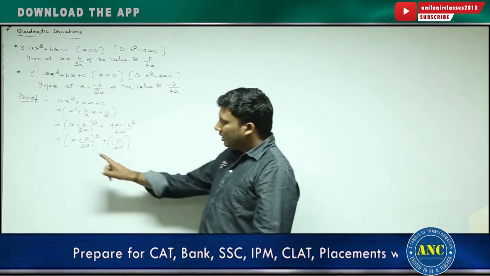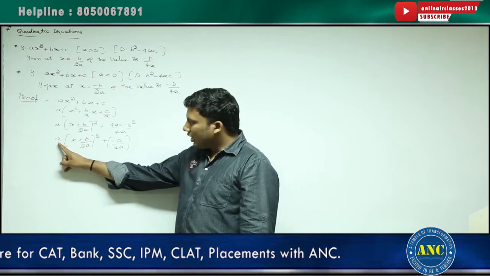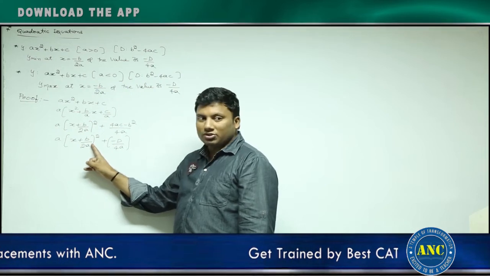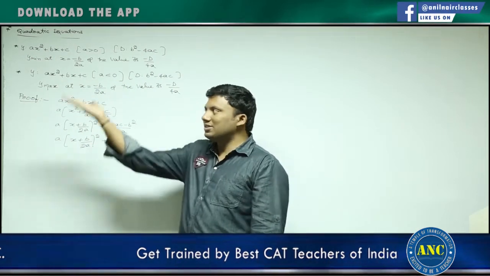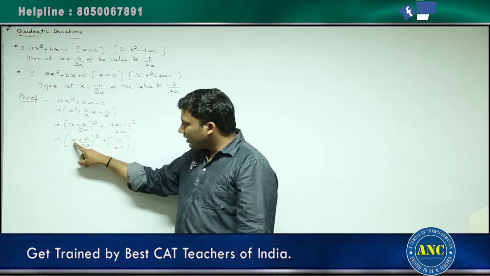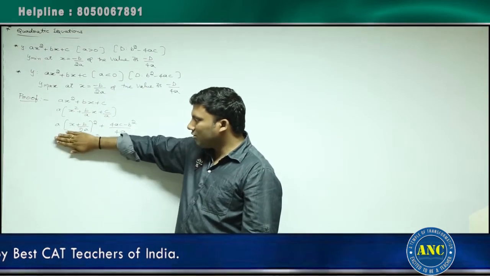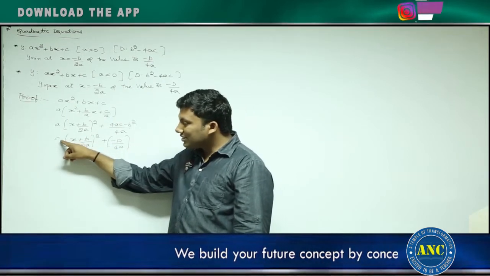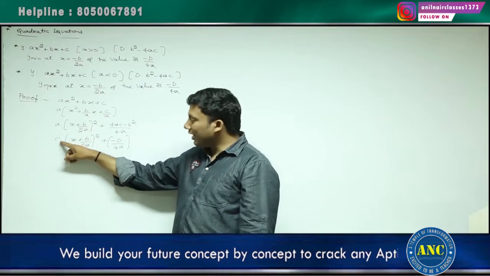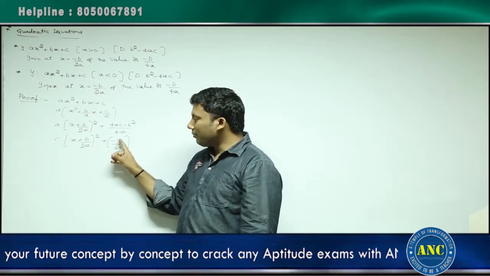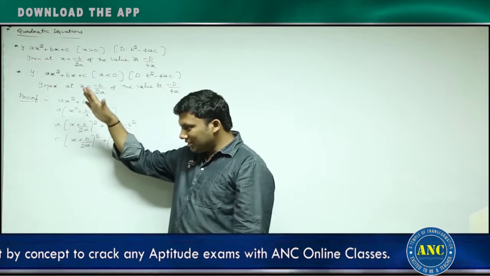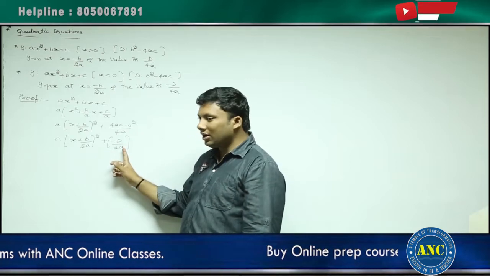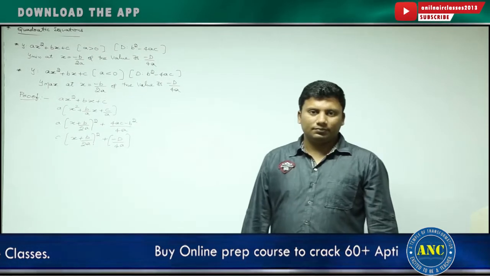See here, listen. If a is greater than 0, meaning positive, the square function will always be positive. Positive into positive is positive, positive plus something, the value is increasing. If x is minus b by 2a, this will become 0. What is the minimum value? Minus D by 4a. If a is less than 0, it is negative. Negative into positive is negative, plus this value, the value is coming down. If the value is coming down, this will become a maximum value.